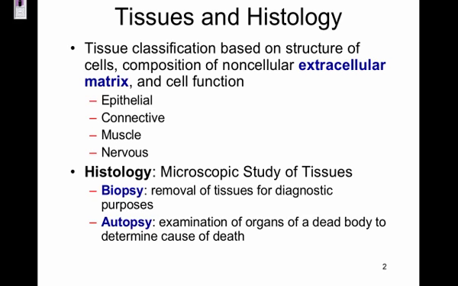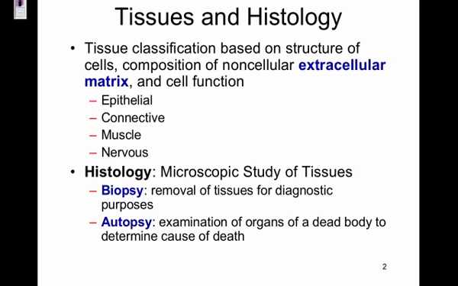So tissues in histology. We've kind of talked about histology. Tissues are classified based on their structure, and then also their extracellular matrix, so what's present outside of the cell, and also their functions. So we have epithelial, connective, muscle, and nervous tissue that we're going to look at.